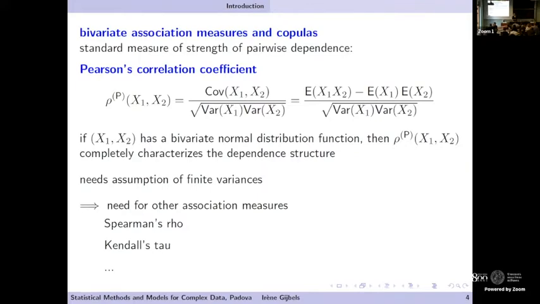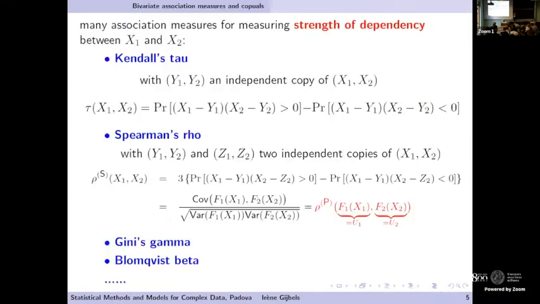Then people came up, way back in the previous century, with other association measures, more robust, non-parametric if you prefer that name: Spearman's rho, Kendall's tau, etc. Kendall's tau, the bivariate version. It measures strength, and everybody knows this. You have an independent copy (Y1, Y2) of (X1, X2), and essentially what Kendall's tau does is measure the probability of concordance between these 2 pairs minus the probability of discordance.